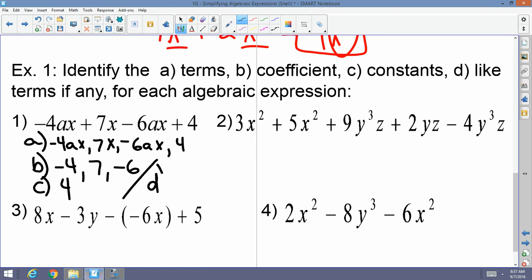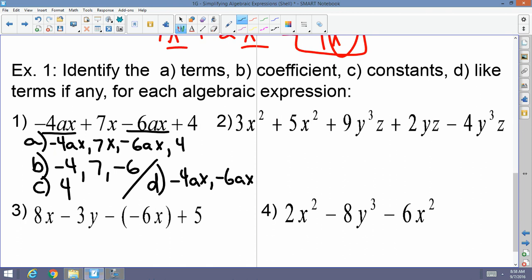And D, the like terms. My like terms. Okay, well, I got a negative 4ax, and I got a negative 6ax. They both have the same variables, raised to the same power. So negative 4ax and negative 6ax are like terms. How about the 7x? No. You do have an x, but you're missing an a, so that's not a like term. And you don't have any other terms with an x, so you're done.